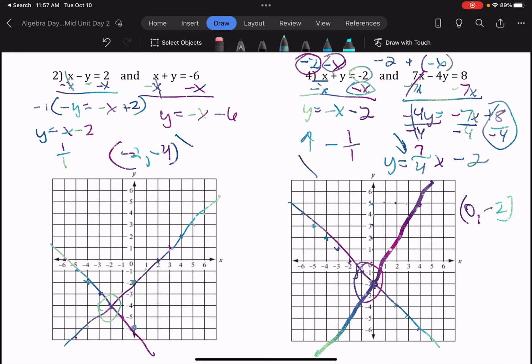And if you plug that in, then you will see that you get the correct answer, okay? So you can check your work, make sure it works out, but what I want you to really focus on here is practicing putting these into slope-intercept form so that you can graph them.